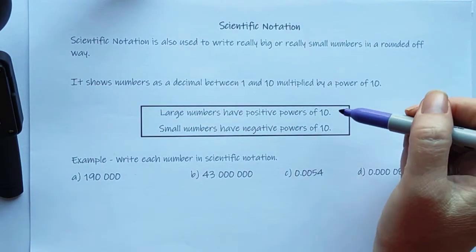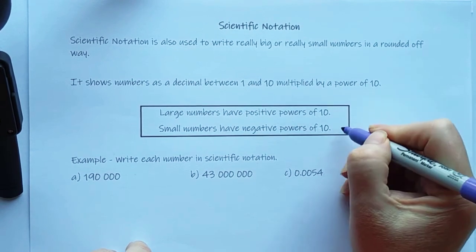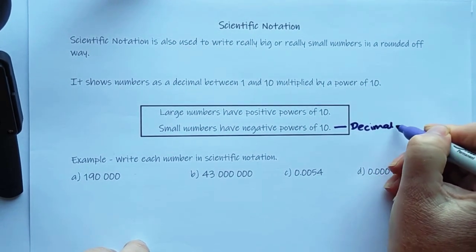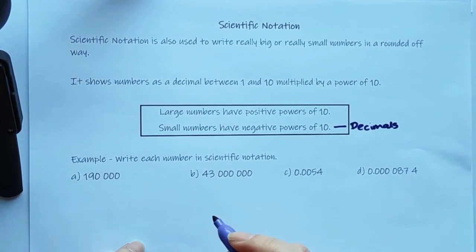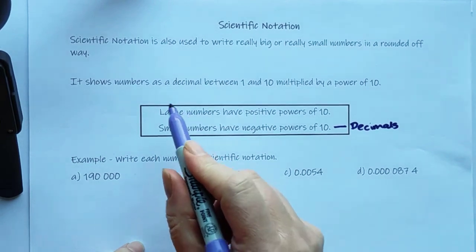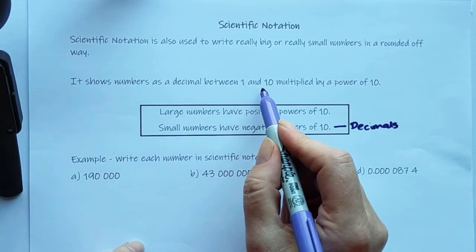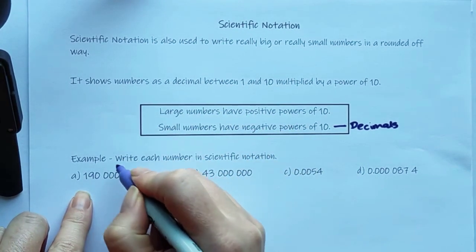Our large numbers are going to have positive powers of 10, and our really small numbers, or our decimals, are going to have negative powers of 10. So looking at the examples is the best way to do this. So we need to write our numbers as a decimal between 1 and 10. So here, we can't leave it as it is.